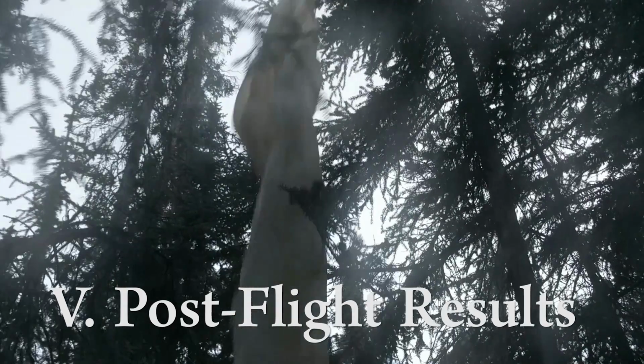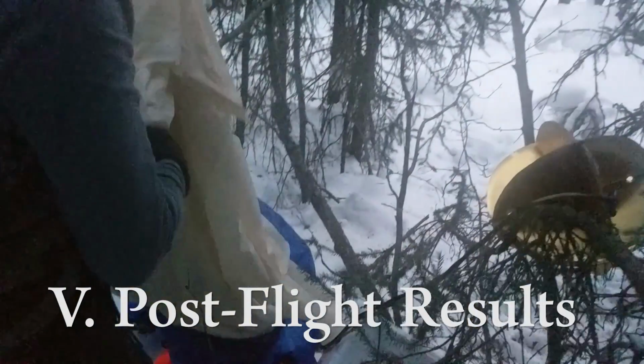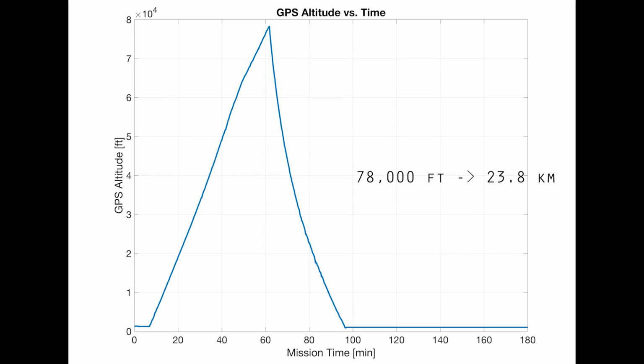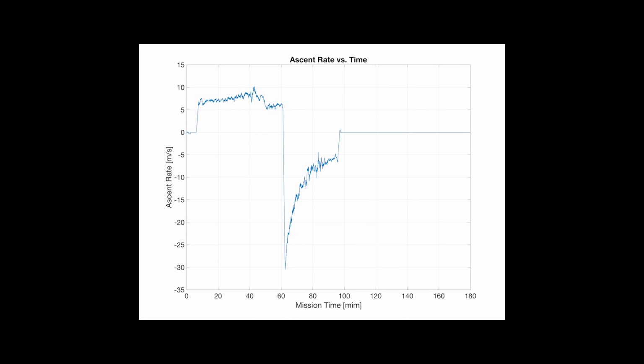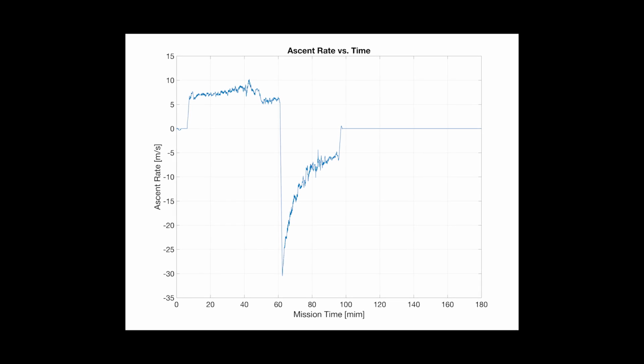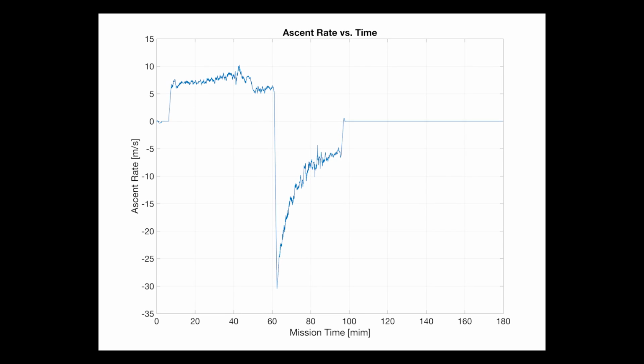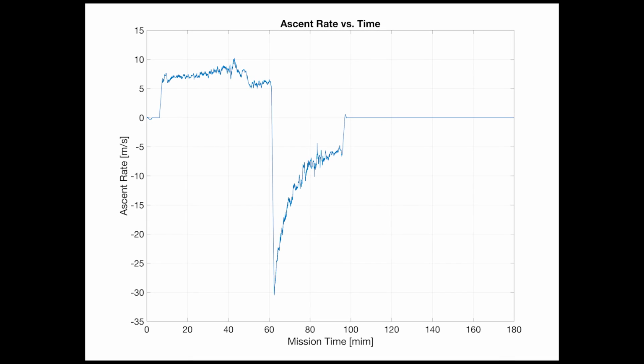After snowshoeing 12 miles to recover our payload in the Alaskan wilderness, we took a look at the data. Our balloon reached over 78,000 feet in altitude with a pretty steady ascent rate. After the balloon burst, the descent rate reaches 30 meters per second and drops to 6 as the parachute catches more air from the thicker atmosphere.